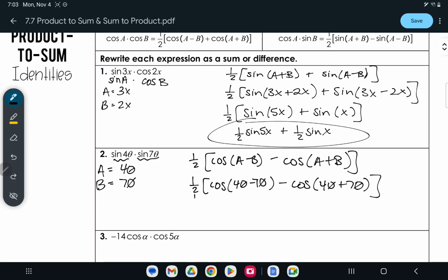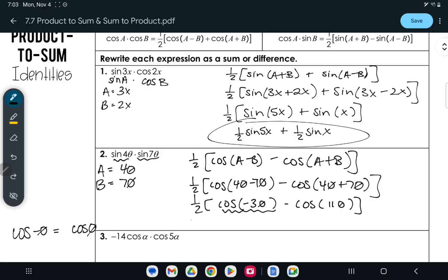And let's see what we can combine here. So 1/2 cosine of negative 3 theta minus cosine of 11 theta. Now, this from a couple of days ago. Cosine of negative theta is actually just the same thing as cosine of theta. So I can say that that's 1/2 cosine of just 3 theta.